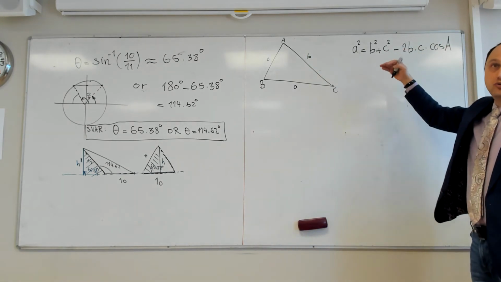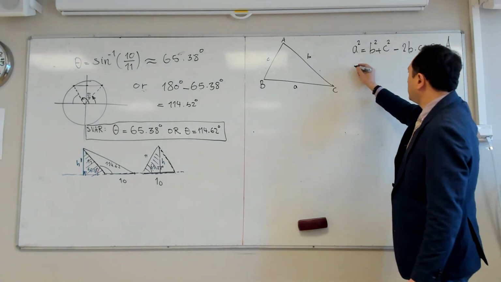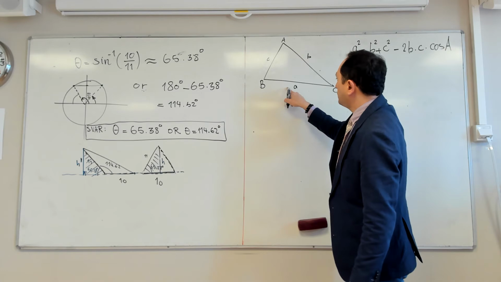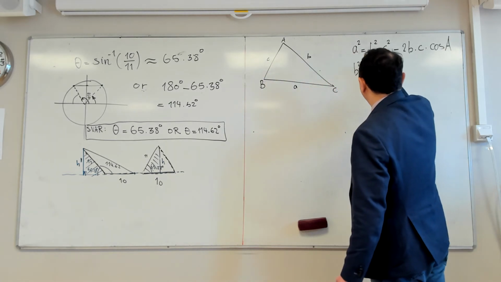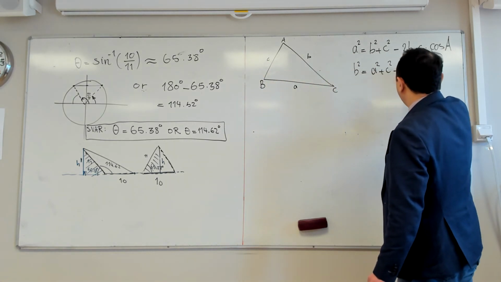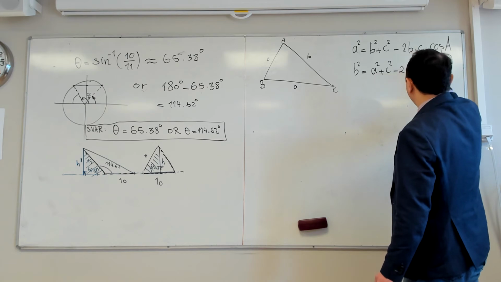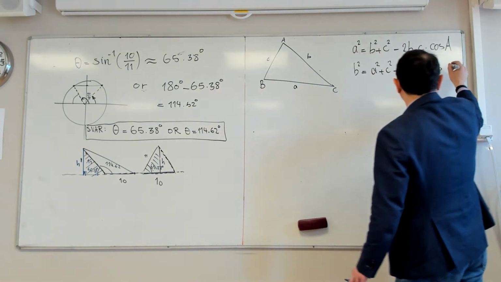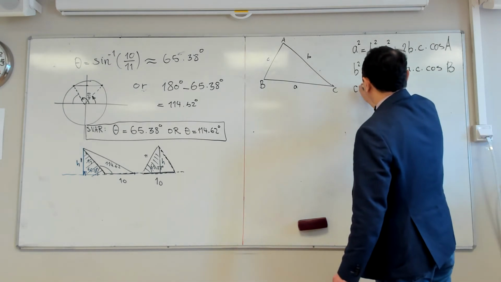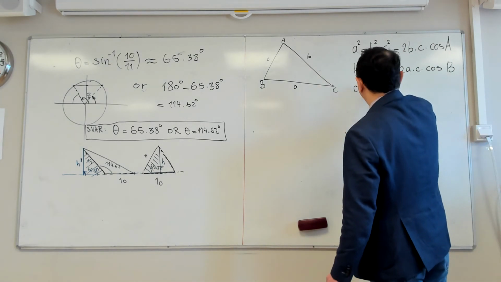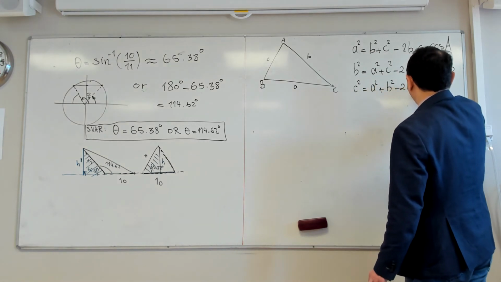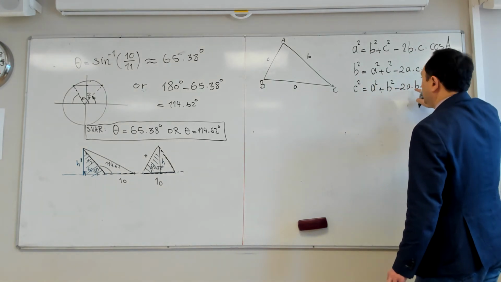But you can write two more versions for that, yes? You can write b squared. What is b squared? B squared is a squared plus c squared, the other two, minus 2 times a times c times the cosine of the angle between a and c, which is B. And then finally, we can write c squared is equal to the other two squares, minus 2 times a times b times the cosine of the angle between a and b.